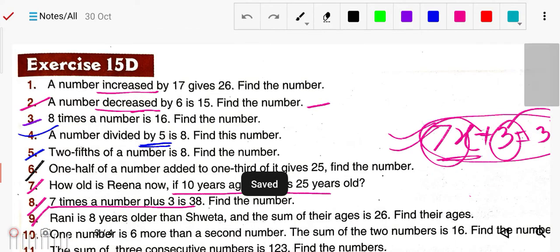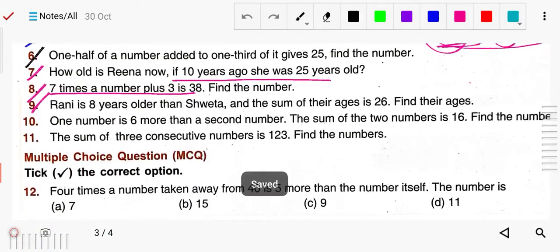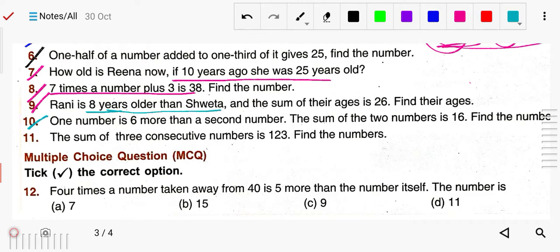now see number 10. One number is 6 more than the second number. The sum of two numbers is 16. Very simple. You can do it the same way. One number is 6 more than another. So suppose the first number is x. It is based on the same idea as Sweta's first question.